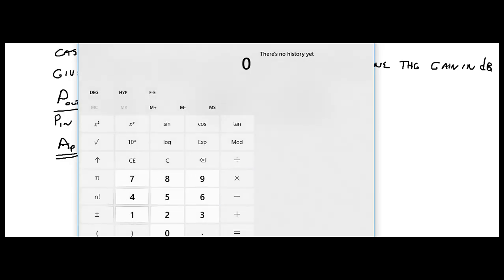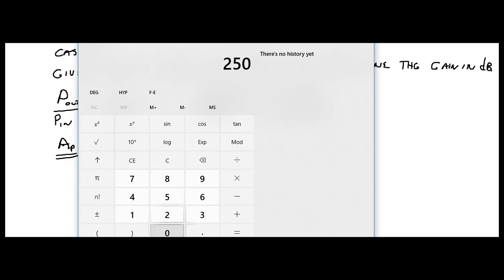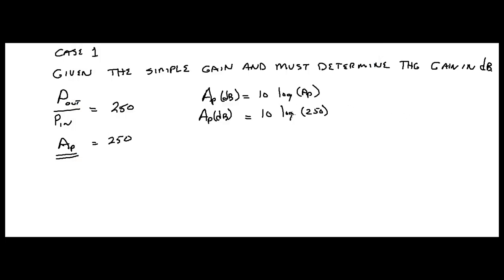Here's your calculator, and we have to take the log of 250. So let's see how we do that. Every calculator now is different. You need to practice this on the calculator you own. So if I press log, it says invalid input. In other words, I'm going to have to put in the value first. So let's try this. 250 log. That gives you the log of 250.